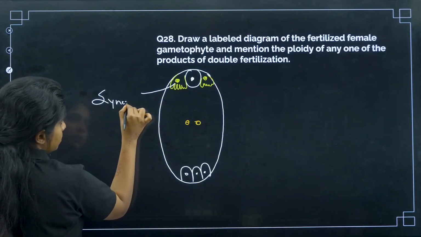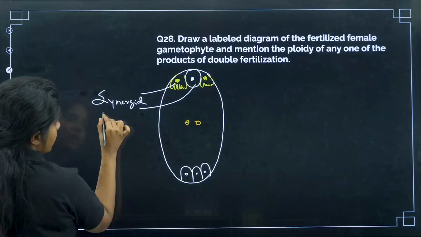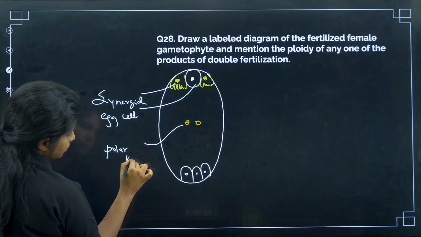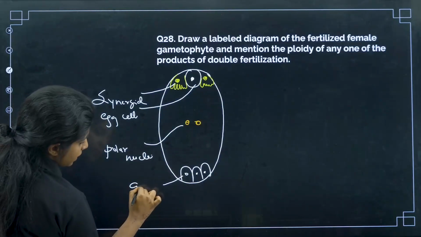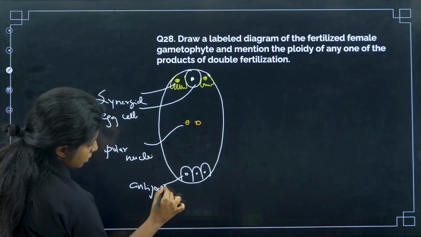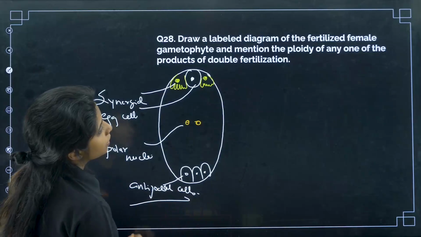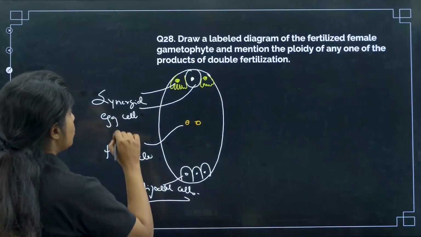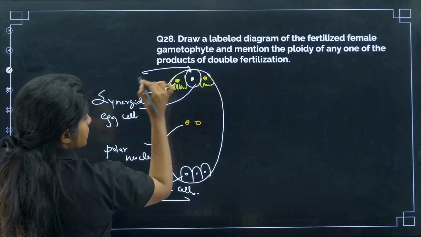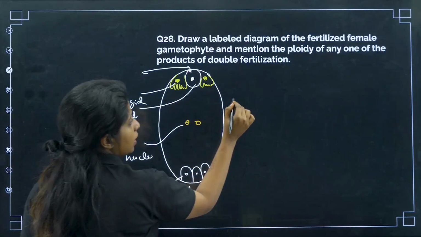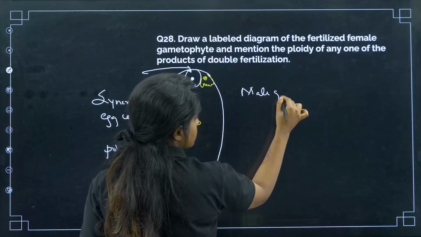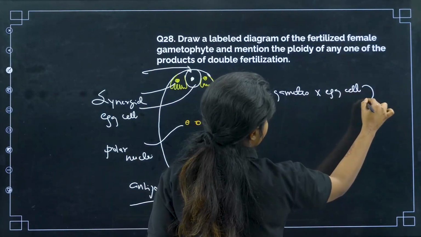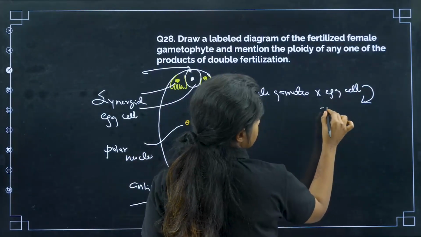This is synergid, this is egg cell, this is polar nuclei, and this will be antipodal cells. Now you are asked about one more thing, the ploidy of any one of the products of double fertilization. So in double fertilization what happens? One male gamete will come and fuse with the egg cell. There are 2 male gametes. Male gamete 1 fuses with the egg cell, and what do you get? You get this, that is zygote.